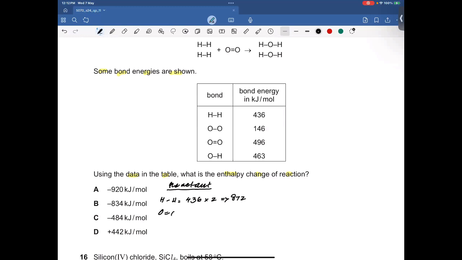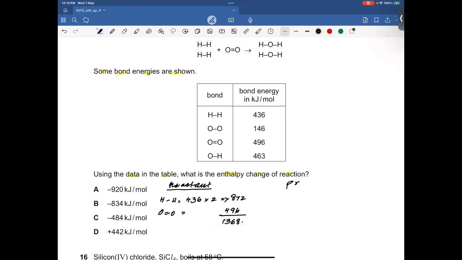And obviously oxygen has a bond energy of 496. So 872 plus 496 is 1368. Okay, the total bond energy absorbed in breaking these covalent bonds is 1368 kilojoules.